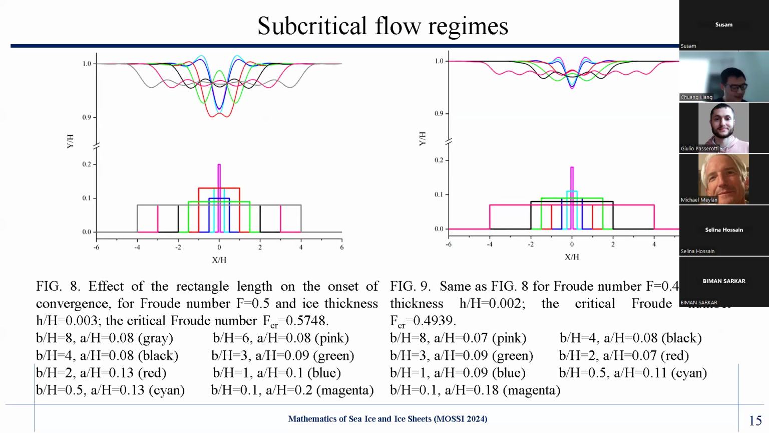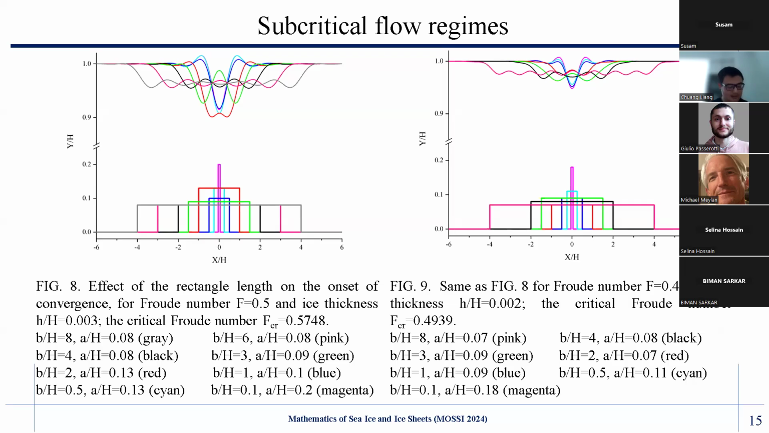Figure 8 shows the effect of the rectangle length on the onset of convergence for the Froude number F 0.5 and the ice thickness 0.003. You can see that generally the maximal height increases while the obstruction length gets smaller. And when the obstruction length is smaller than the wave length, there will only exist a trough on the interface. And when larger, there will be waves decaying towards the center.